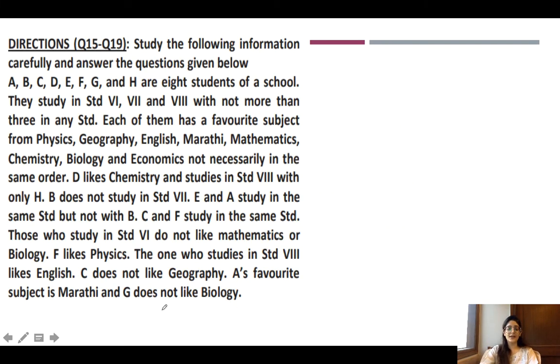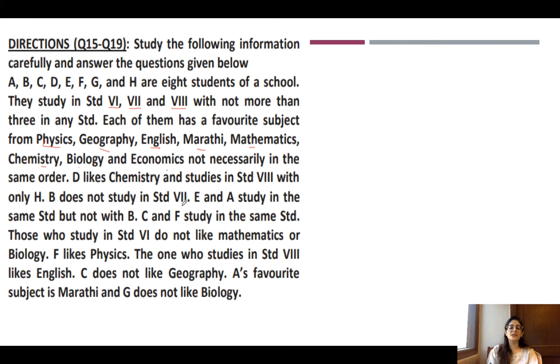Okay. So again, a lot of different knowledge, a lot of different information that is given here. We will put it together. So let's start. A, B, C, D, E, F, G and H are 8 students of a school. They study in standard 6, 7 and 8 with not more than 3 in any standard. Each of them has a favorite subject from physics, geography, English, Marathi, mathematics, chemistry, biology and economics, not necessarily in the same order. D likes chemistry and studies in standard 8 with only H.